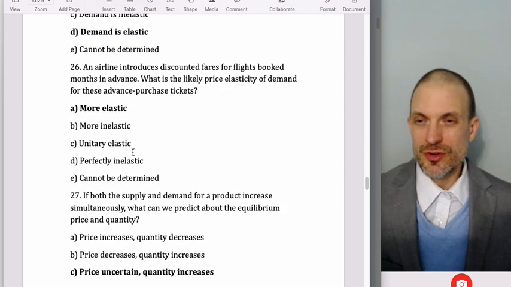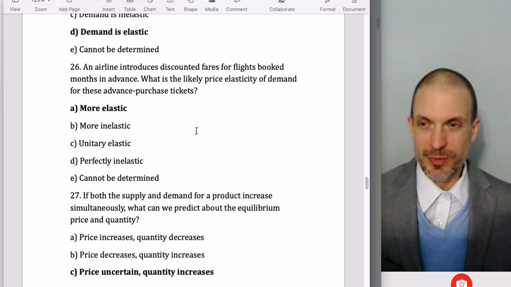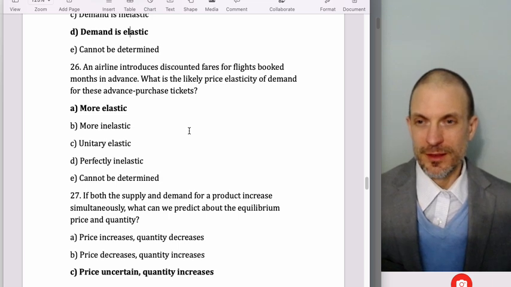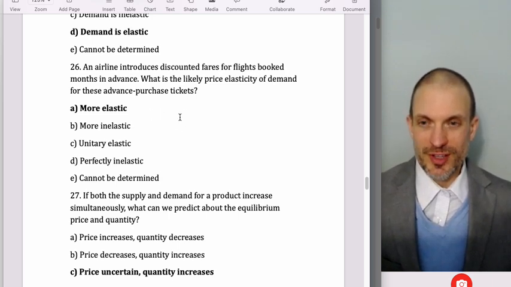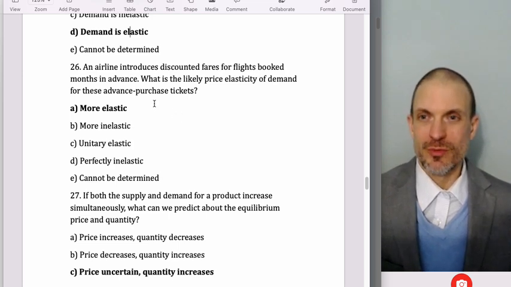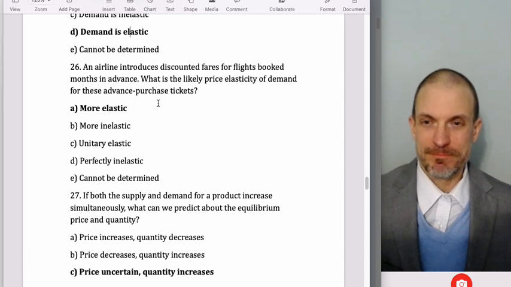An airline introduces discounted fares for flights booked months in advance. What was the likely price elasticity of demand for those advance purchase tickets? So discounted fares for flights booked months in advance. What's the likely price elasticity? It's probably relatively elastic.